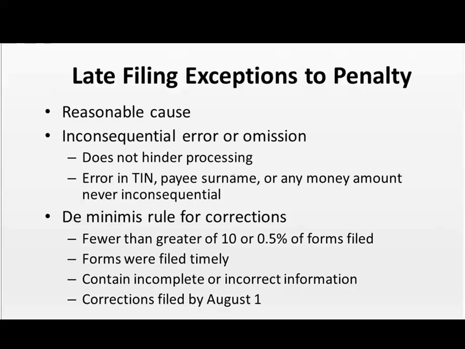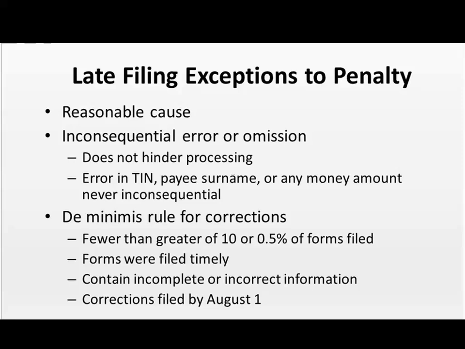There's another de minimis rule for corrections, and this has to do with the number of corrections as compared to the total forms filed. It's the fewer of 10 forms being corrected, or 0.5% of the forms filed. That would be 2,000 forms to get to the 10 forms. The forms had to be filed timely.